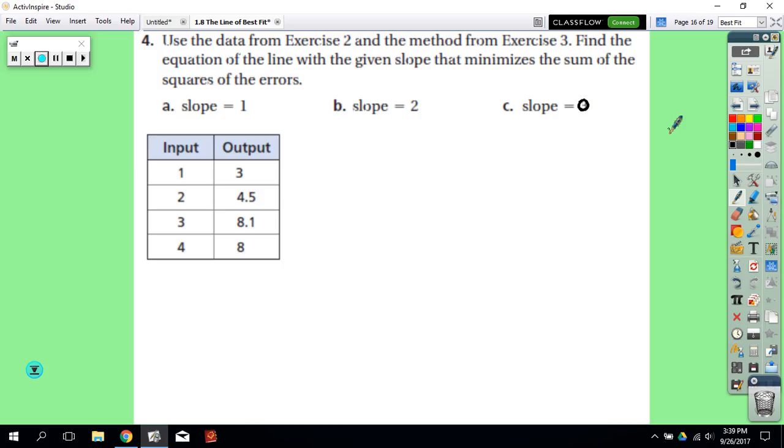Okay, so what I'm going to do with you guys is I'm going to go over problem A and problem C with you and then let you try B on your own. And then that'll be good practice for the test.